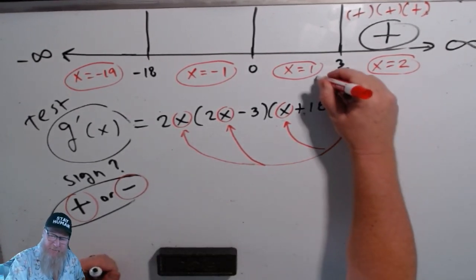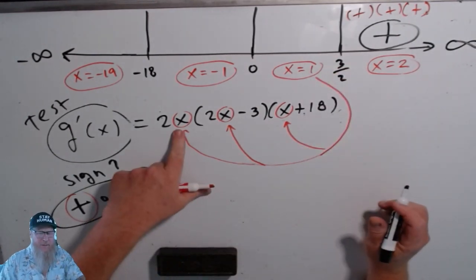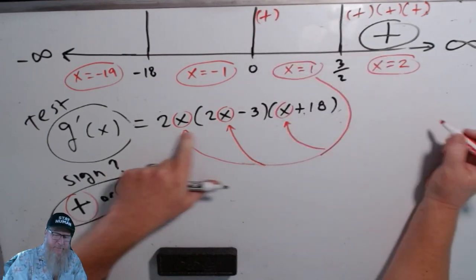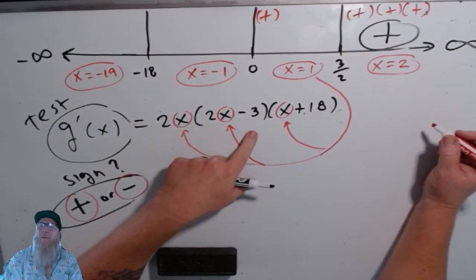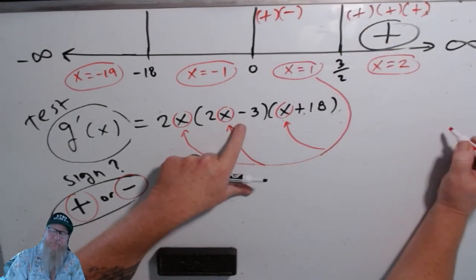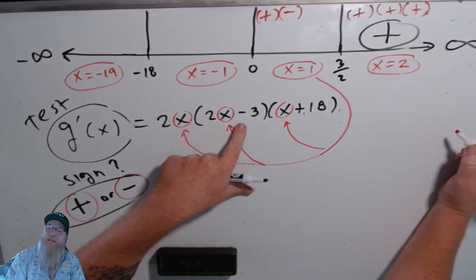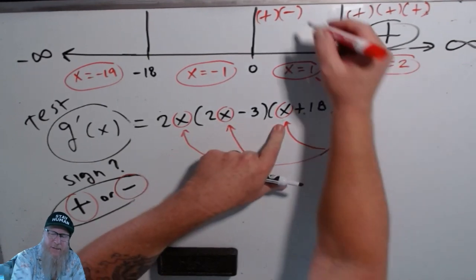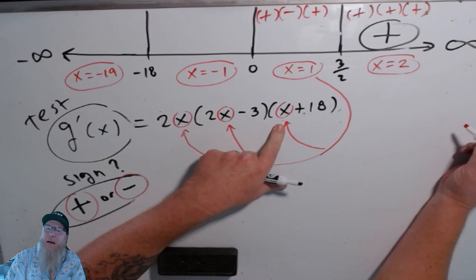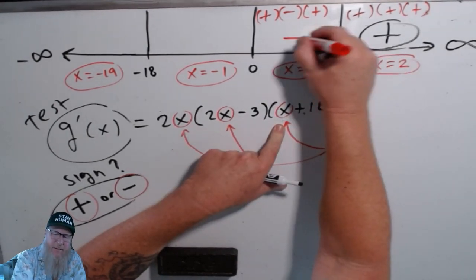Now we go to my next one. 1: 2 times 1, that's positive. 2 times 1 minus 3 is negative. And then 1 plus 18 is positive. So I've got positive, negative, positive, which comes out to be negative.